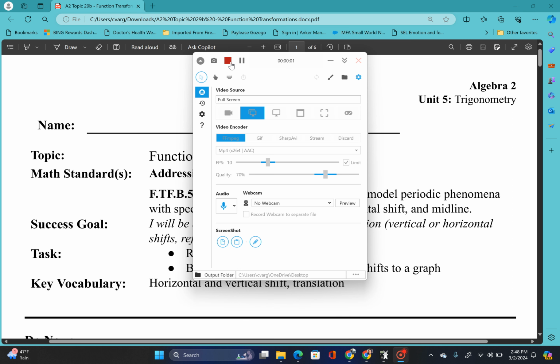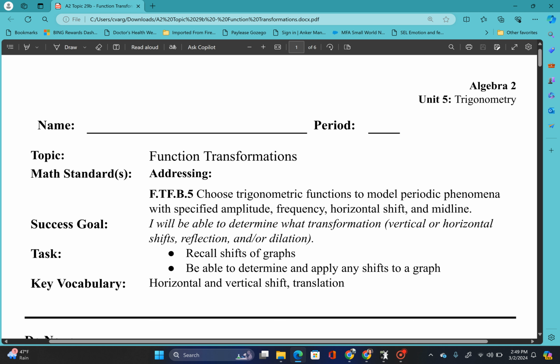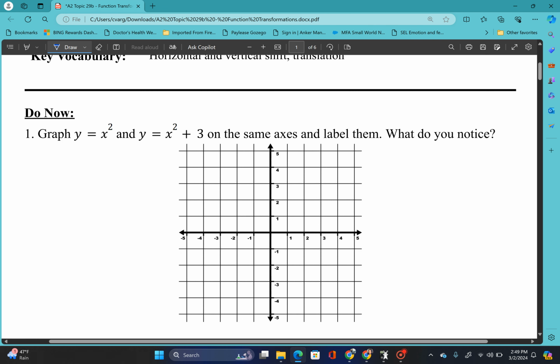All right, so welcome to our last lesson of trigonometry. And this actually happens to be a throwback to Algebra 2. So just to refresh your memory a little bit, this is our do now.